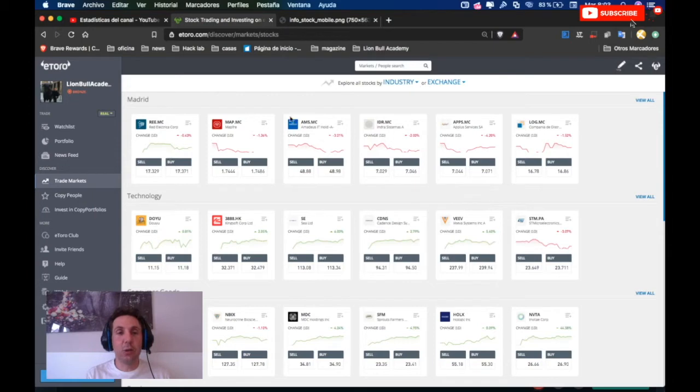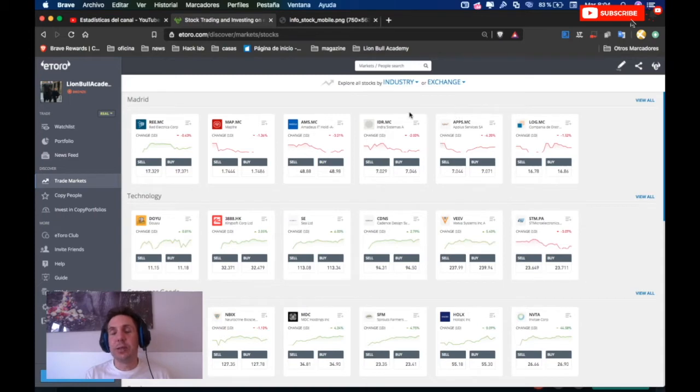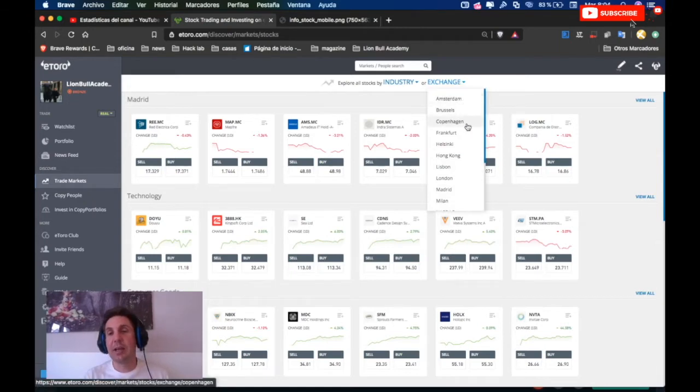For example, we can explore which stock we want to buy by industry. We can choose basic materials, conglomerates, consumer goods, financial, healthcare, industrial goods, services, technology, and utilities. Or we can choose by exchange, which means by the different parts of the world. We have Amsterdam, Brussels, Copenhagen, Frankfurt, Helsinki, Hong Kong, Lisbon, London, Madrid, Milan, Nasdaq, Nice, also Paris, Oslo, sorry, Paris, Saudi Arabia, Stockholm, and Zurich. Let's concentrate on the Nasdaq and the Nice this time.